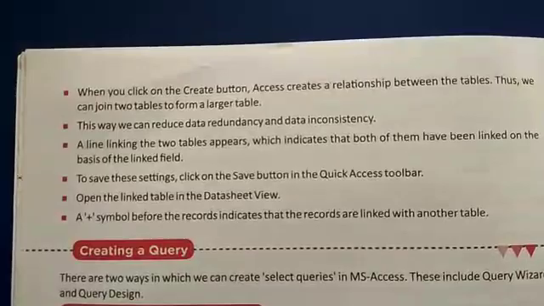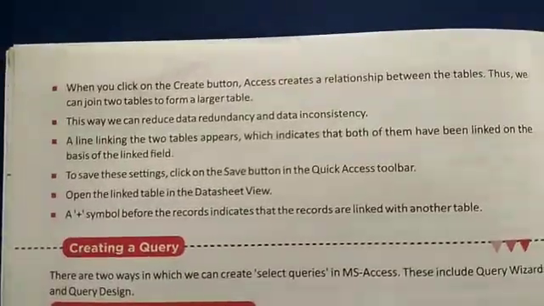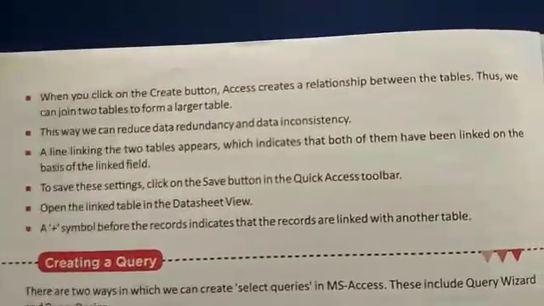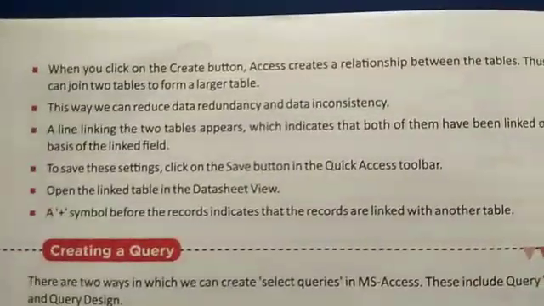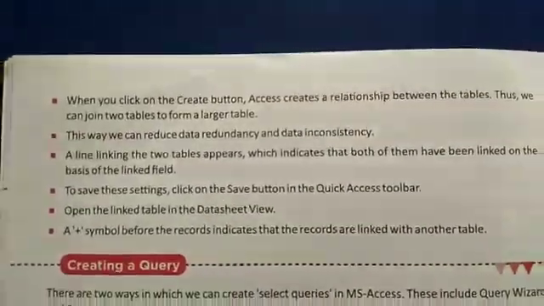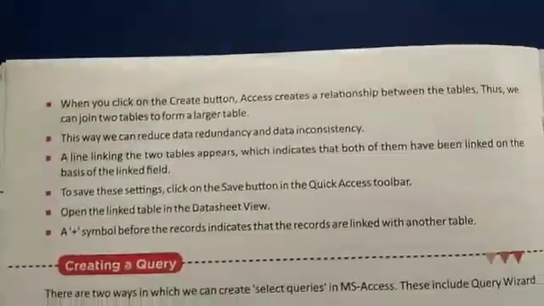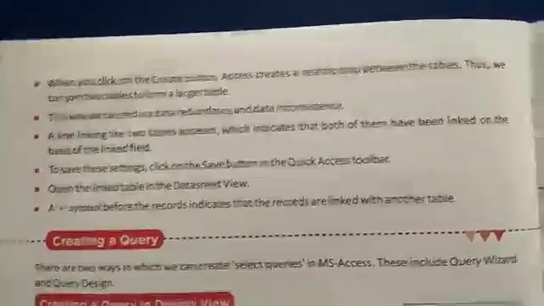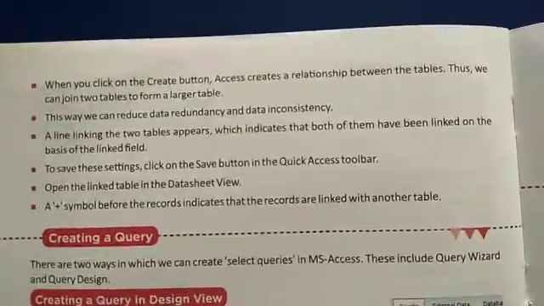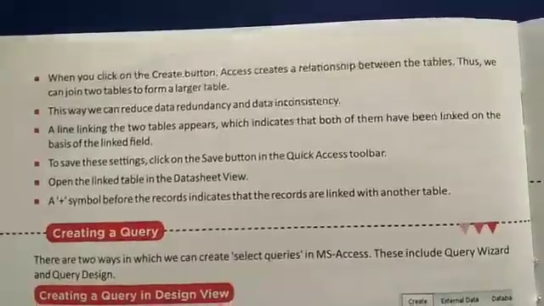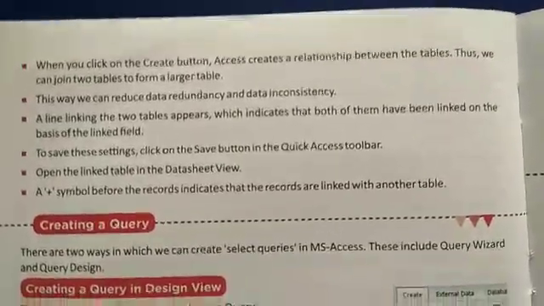Open the linked table in the Datasheet view. A plus symbol before the record indicates the records are linked with another table. In this way, we are able to create a relationship between the two tables. And when the relationship is established, we can fetch the query result from both the tables.